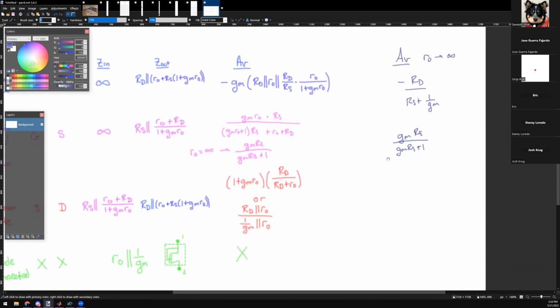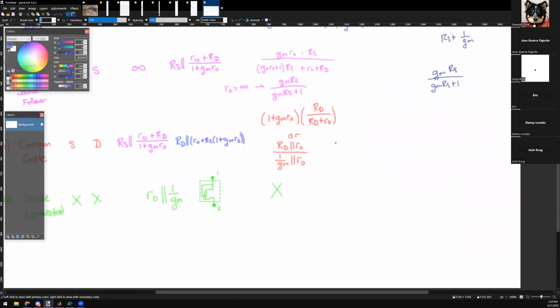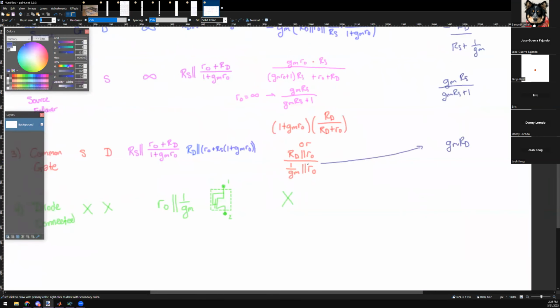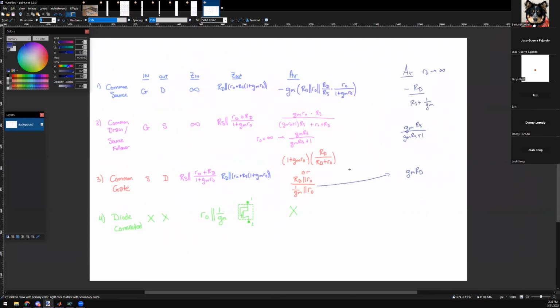And this bottom guy, if RO goes to infinity, I pray that you guys can simplify. This bottom one's meant for RO goes to infinity. And this one's supposed to be GM RD. And boom, there's your table. So the only weird one is this one.